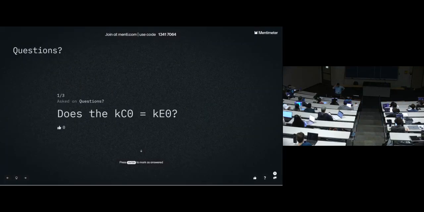Does kappa C naught equal kappa epsilon naught? No. Taking kappa times C naught does not equal kappa times epsilon naught. It's just that the same dielectric can be used to scale either the permittivity or the capacitance, but it does not mean that those two equations are equal to one another.